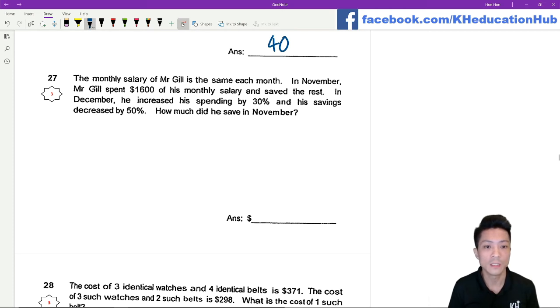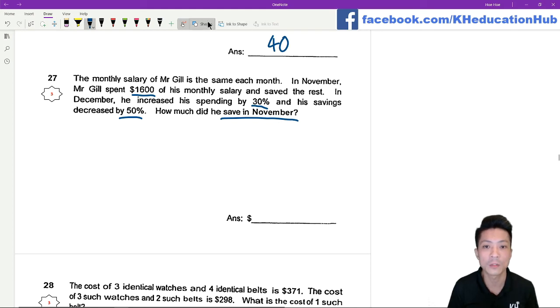Question 27. The monthly salary of Mr. Gill is the same each month. In November, Mr. Gill spent $1,600 of his monthly salary and saved the rest. In December, he increased his spendings by 30% and his savings decreased by 50%. So how much did he save in November?